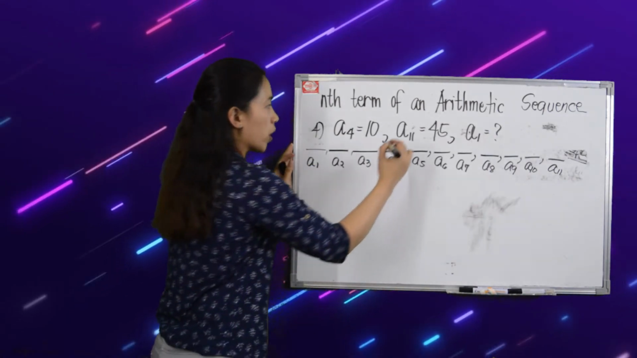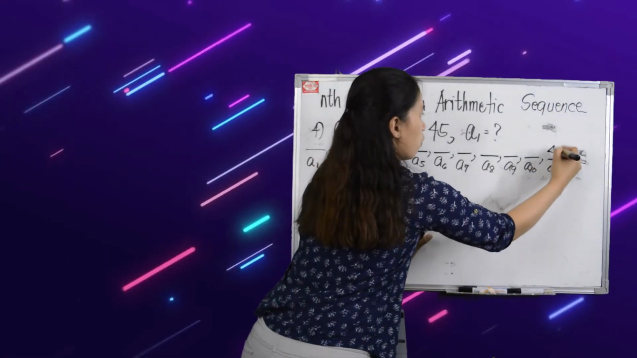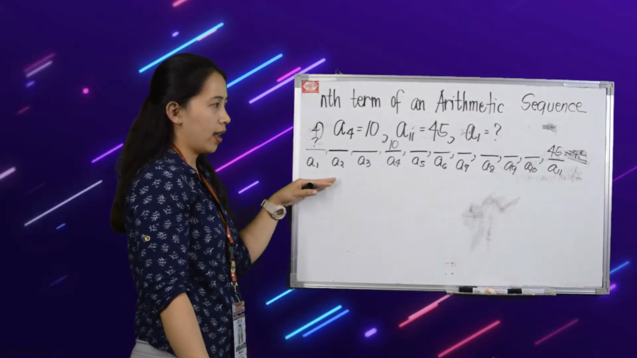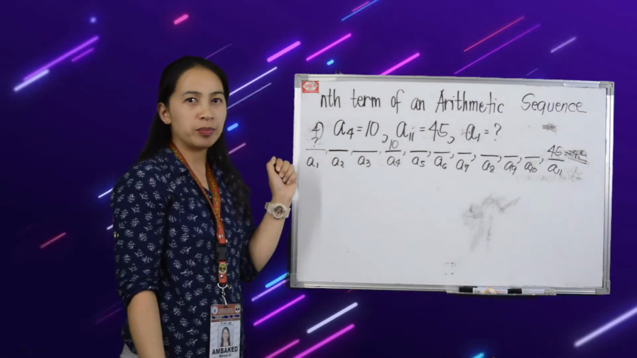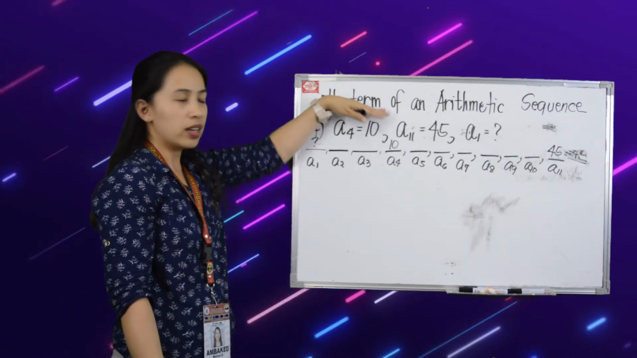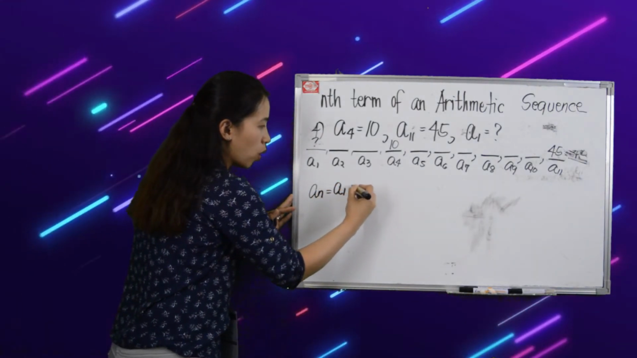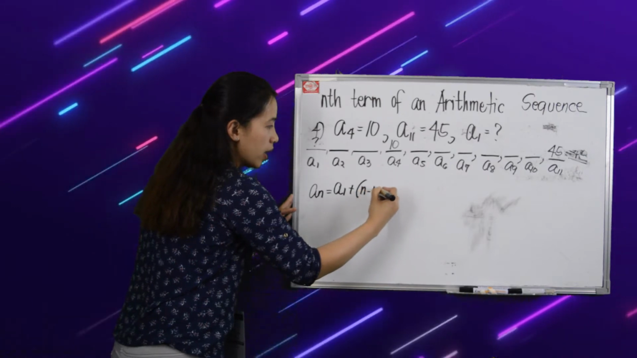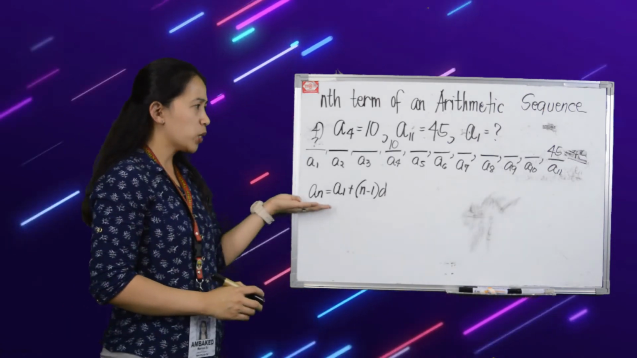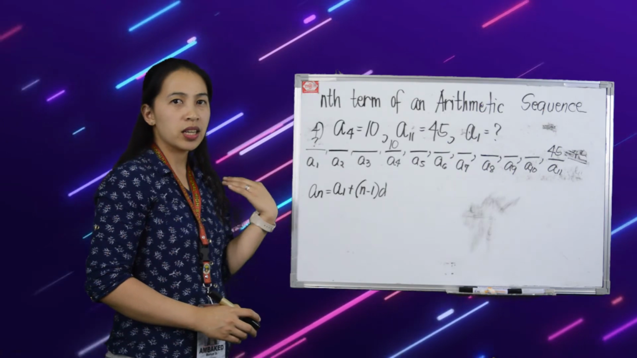Given is a sub 4, and that is 10. A sub 11 is 45. We are asked to find a sub 1. How are we going to do that one? We are going to use again the nth term of an arithmetic sequence, which is a sub n is equal to a sub 1 plus the quantity n minus 1 times d. But what is our last term and what is our first term? What is the common difference?